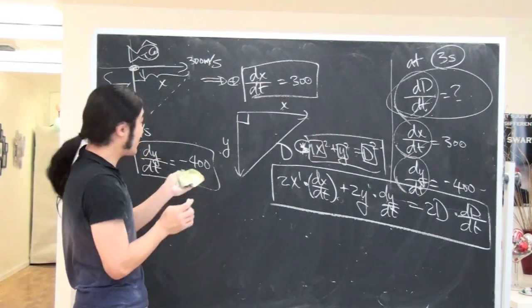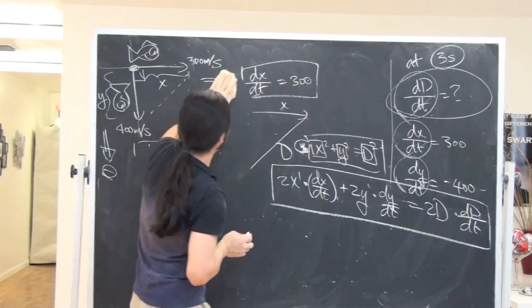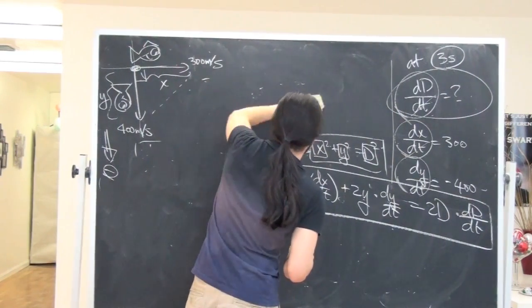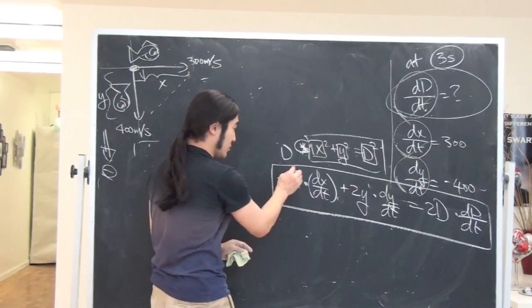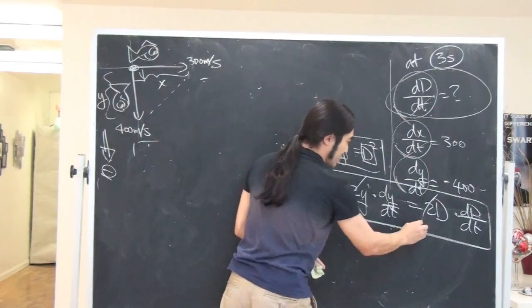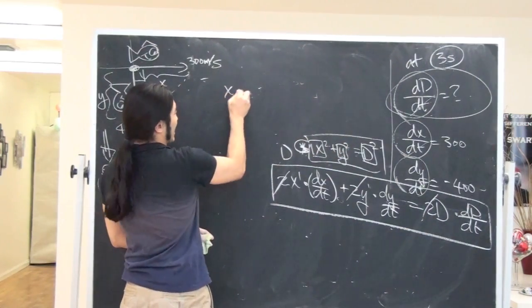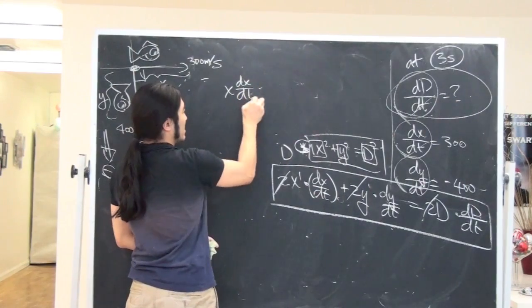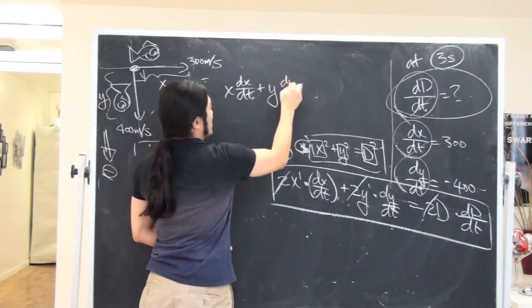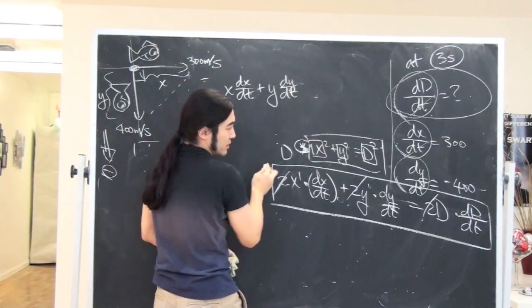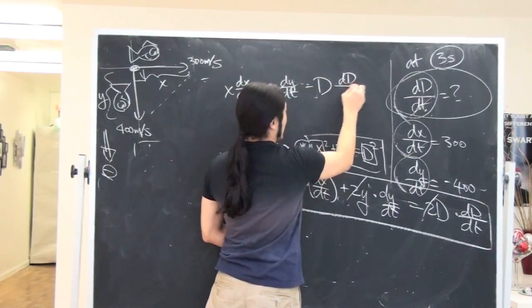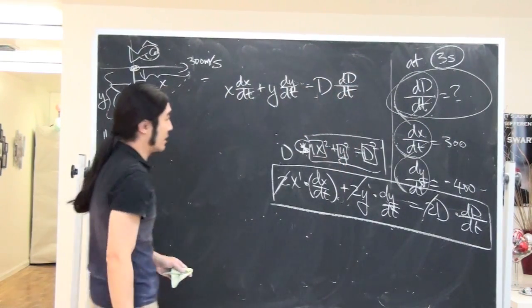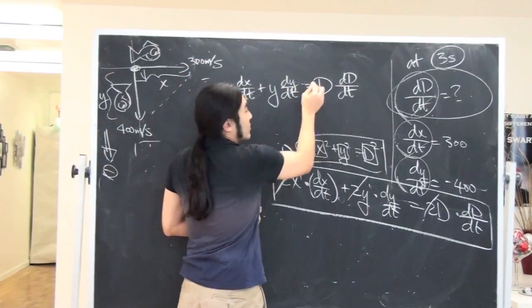So if you're okay with this, let me clean this up a little bit so you get some room. And just to make life easier, I want to divide everything by 2. Divide, divide, divide. Okay. So now we get something like x dx/dt plus y dy/dt is equal to d, I guess, dd/dt. Okay. So everything looks good so far.